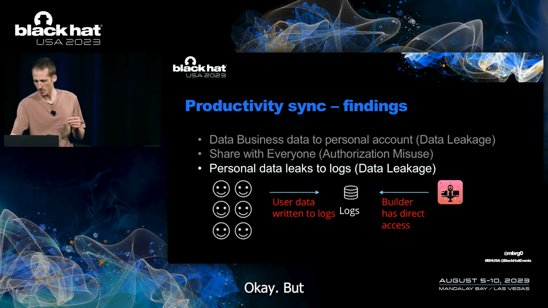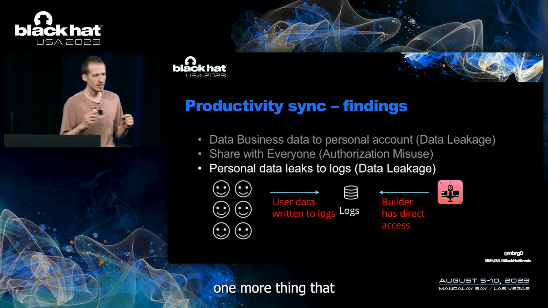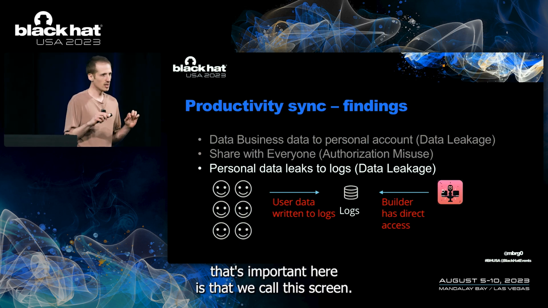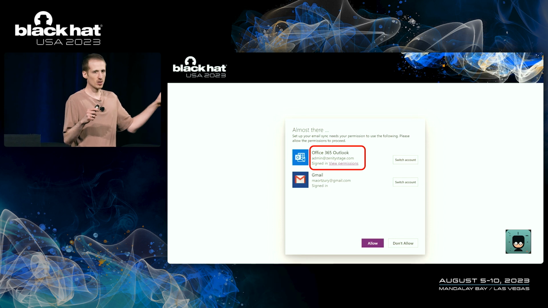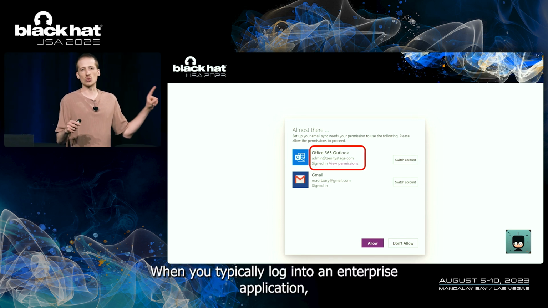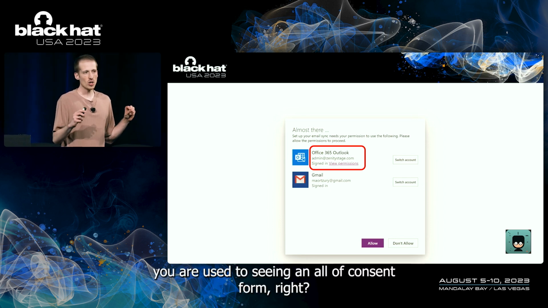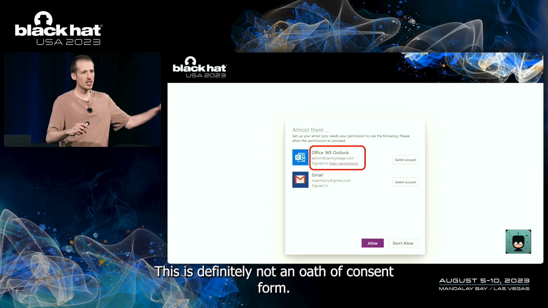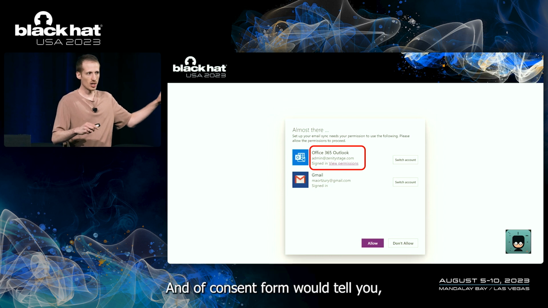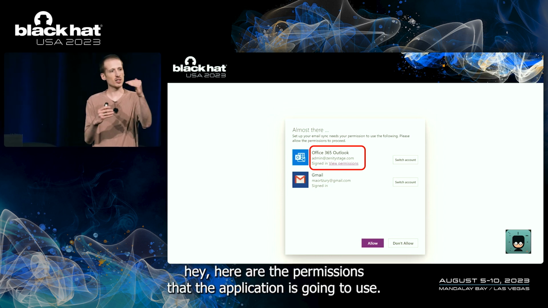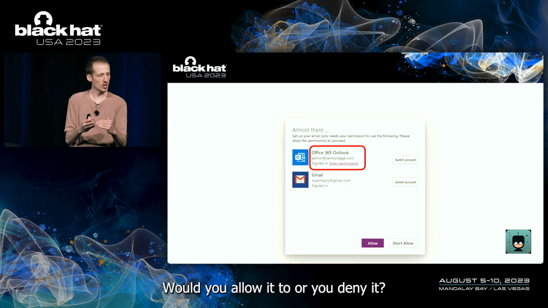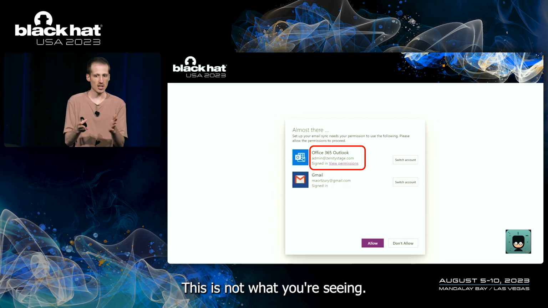Okay, but one more thing that's important here is, can you recall this screen? When you typically log into an enterprise application, you are used to seeing an OAuth consent form. Right? This is definitely not an OAuth consent form. An OAuth consent form would tell you, hey, here are the permissions that the application is going to use. Would you allow it or deny it? This is not what you're seeing.